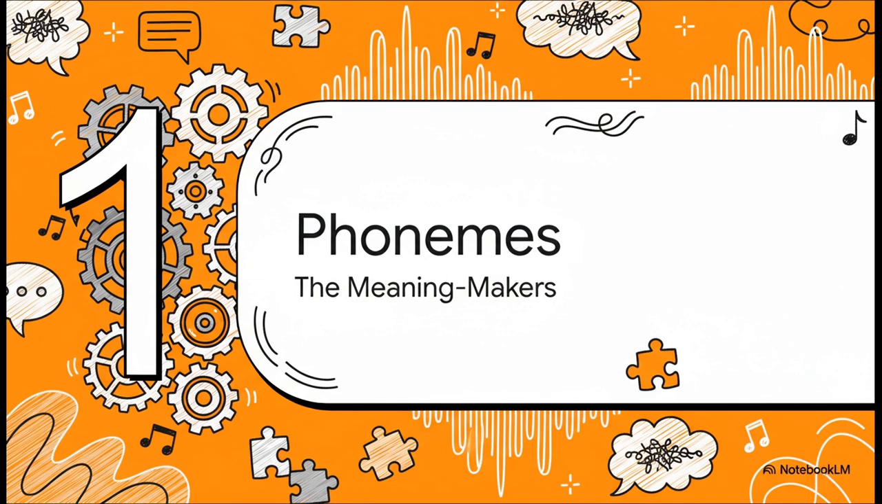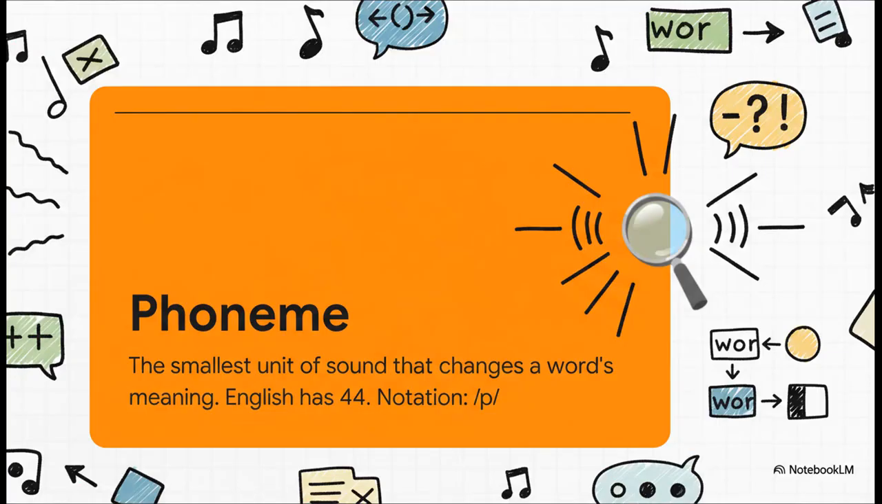All right, so the first key to cracking this code is something called a phoneme. You can think of phonemes as the absolute smallest, most basic building blocks of a word. They're the little Lego bricks of sound that actually create meaning. That's why we're calling them the meaning makers. So what is a phoneme? It's the smallest little piece of sound that can totally change what a word means. That's its entire job.